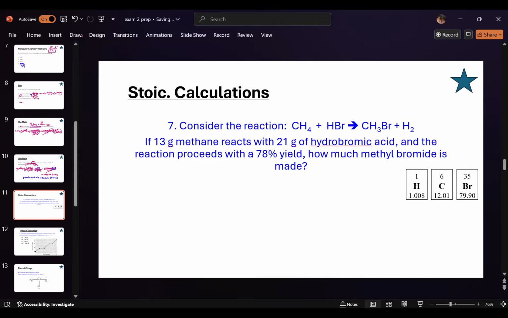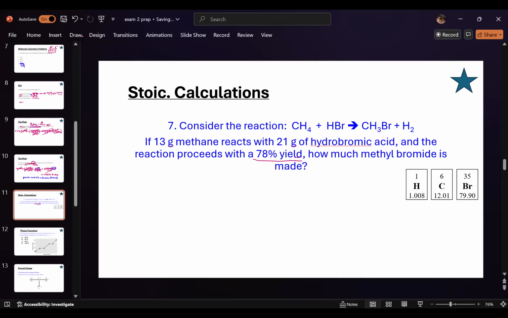So how do you start this question? Well, it's asking you how much methyl bromide can be made if you have a 78% yield of the entire reaction when you have 13 grams of methane and 21 grams of hydrobromic acid. So what is what? So again, we'll start with this. We'll identify things as we go.